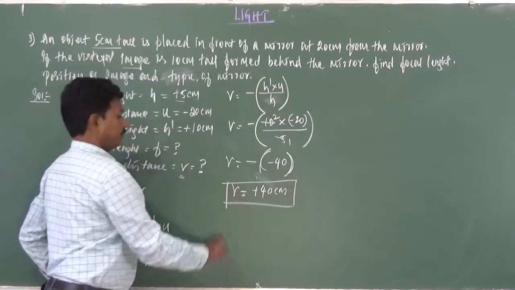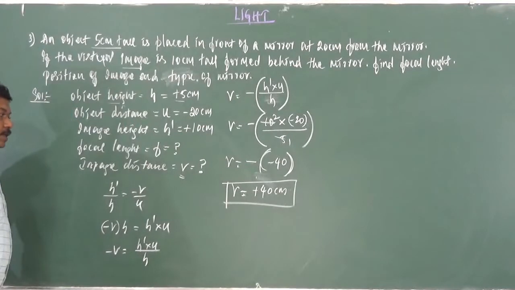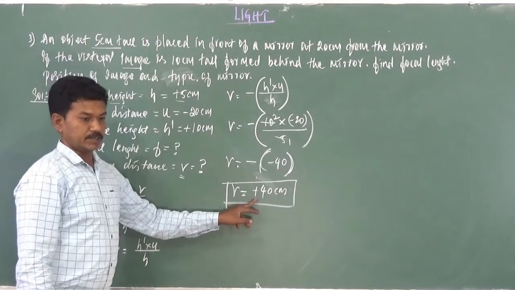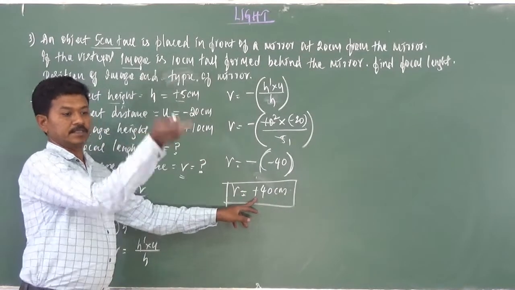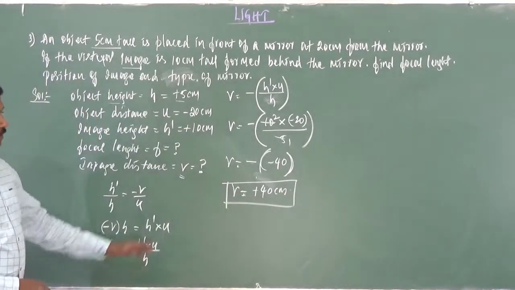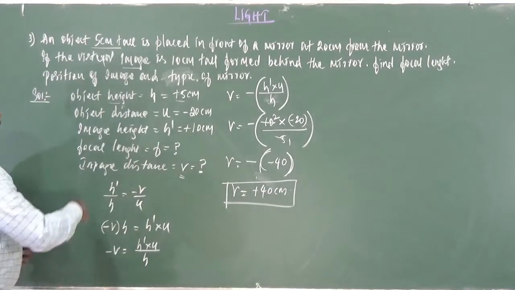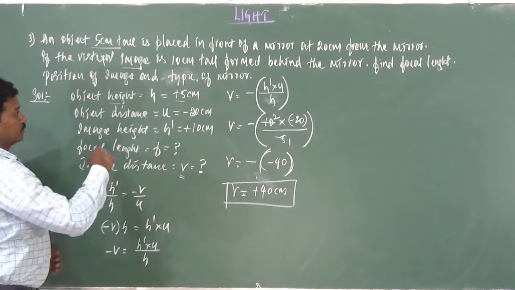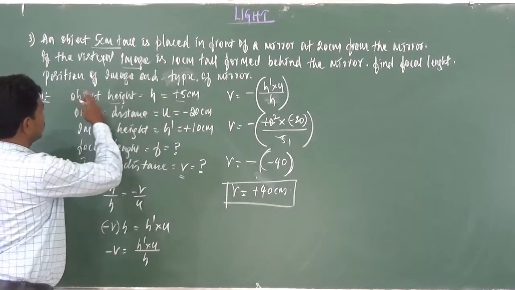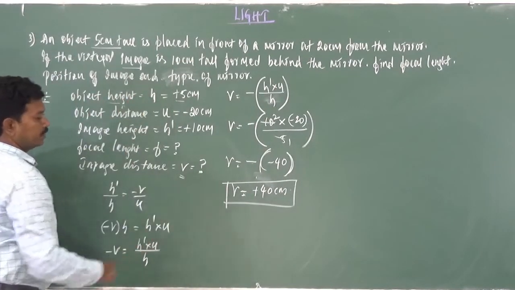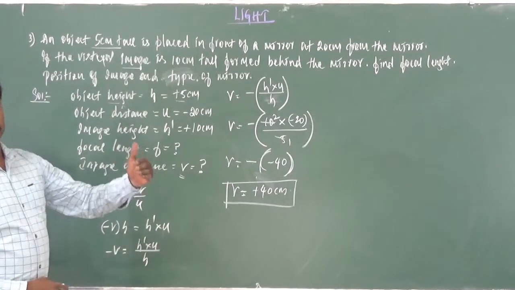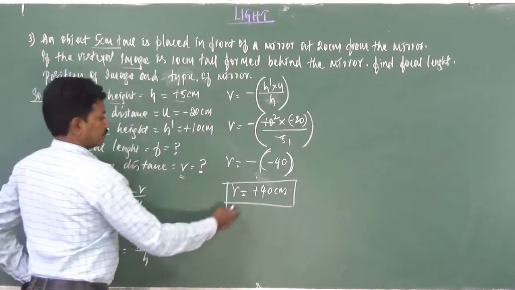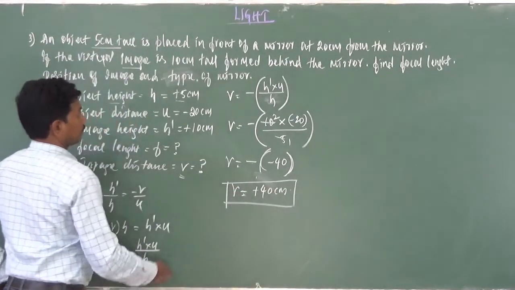So here v value is 40 centimeters. We are getting it as positive 40, because the image is virtual, formed behind the mirror. So our answer is correct. So what is the position of the image? The image is formed at 40 centimeters from the pole of the mirror, inside the mirror. Inside the mirror, right? So v is positive.